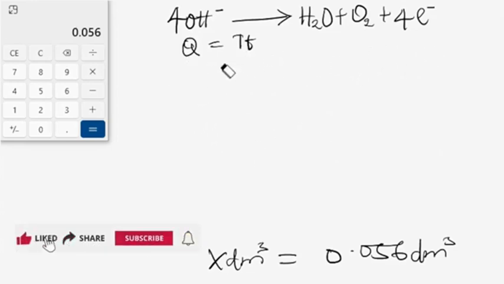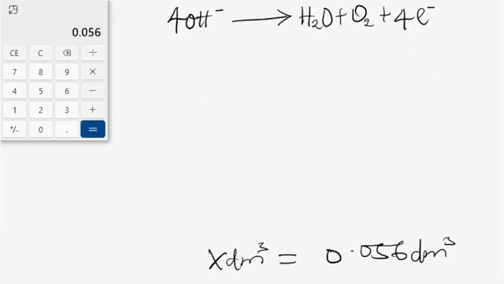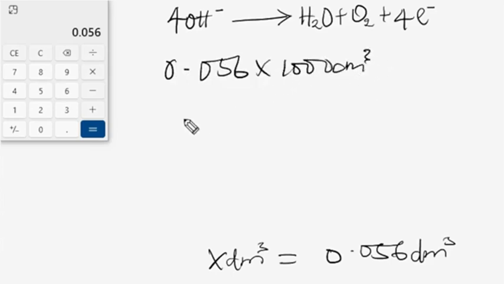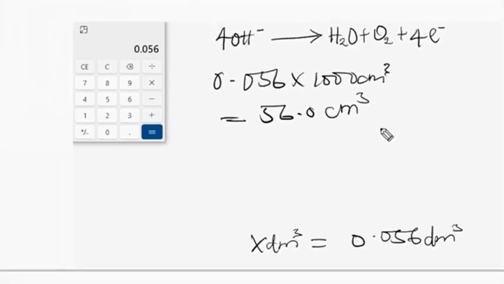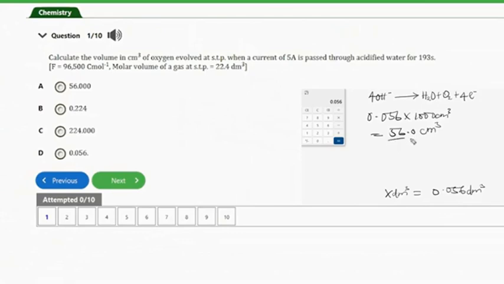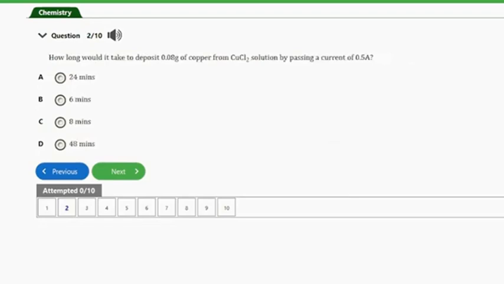So that will be, let's go ahead and wipe this. So that will be, like we know, multiplied by 1000. So this will be 56 cm cube. So guys, that's the answer to this question, and that's option A here, guys. So let's go ahead and wipe this, and then let's consider the next question.